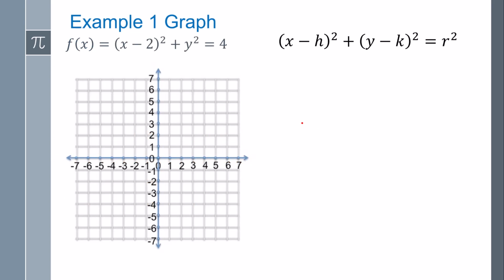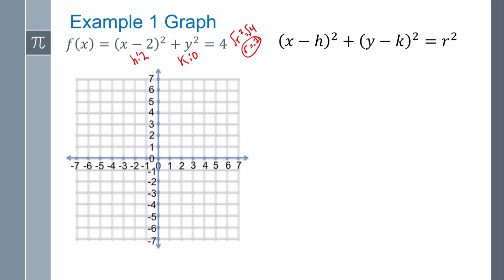So x minus 2 squared plus y squared equals 4. So I need to find my center. So do the opposite. My h is 2. There's no adding or subtraction, so my k is 0. And then r squared equals 4. So if I take the square root to both sides, r is going to equal 2. Now it's plus or minus, right? Plus or minus 2. But you can't have a negative radius. So that's why I'm just keeping it as positive 2.